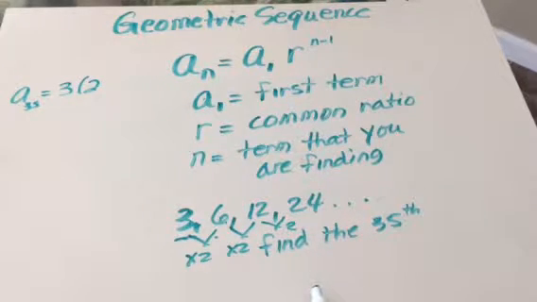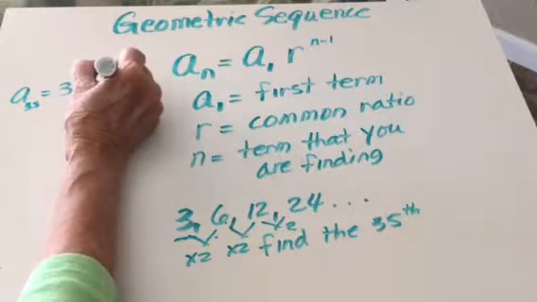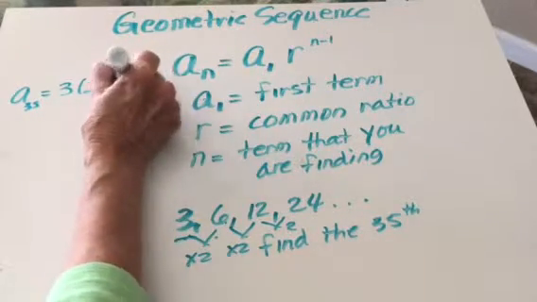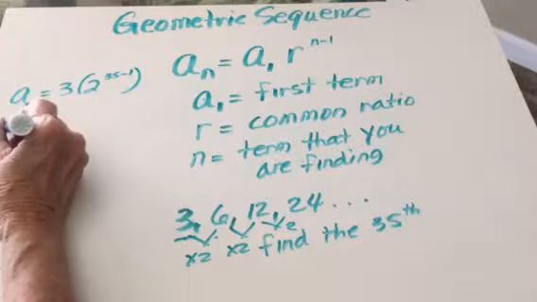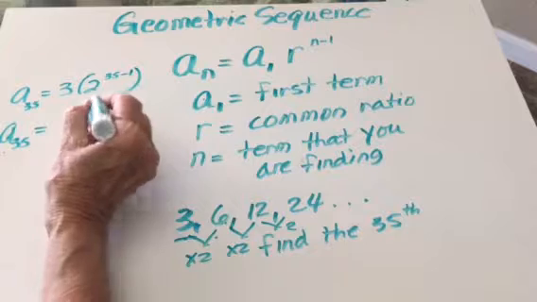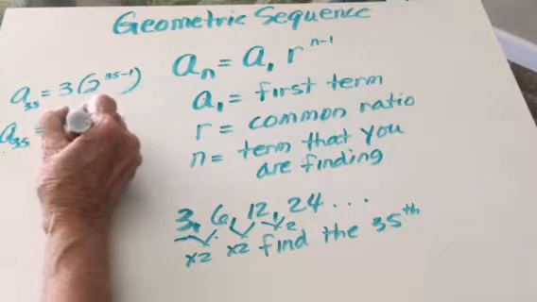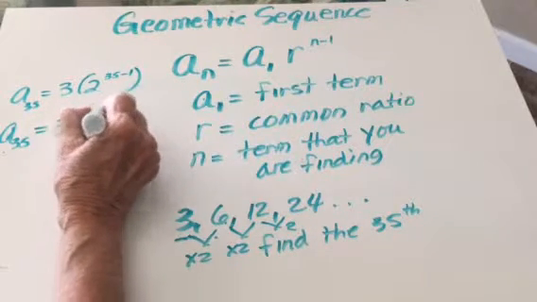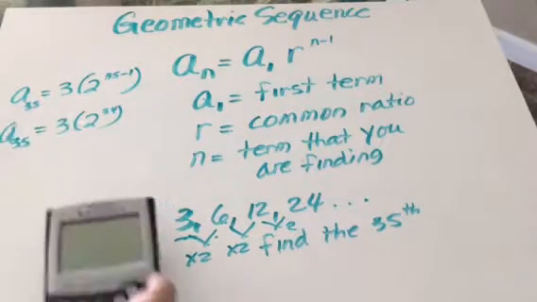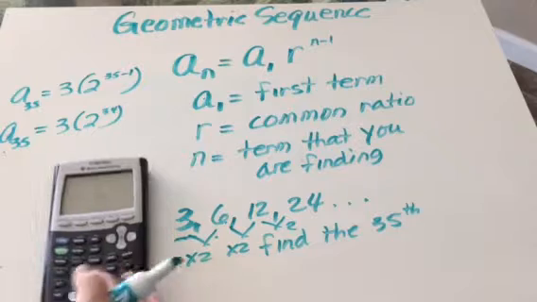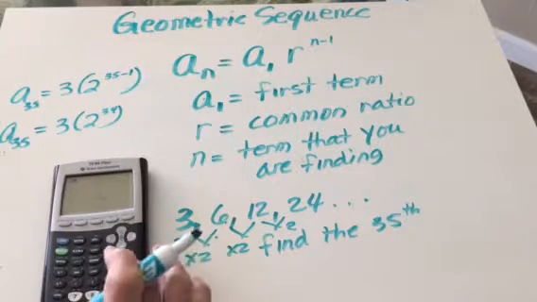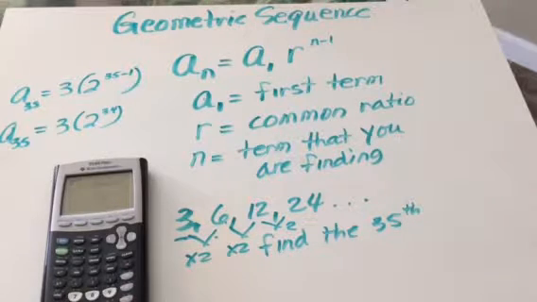Well, what am I trying to find? I'm trying to find the 35th term. 35 minus 1. All right, so a sub 35 equals 3 times 2 to the 34th power. Ooh, this is going to be a big number. All right, so take your calculator and go 2 caret 34 equals what?